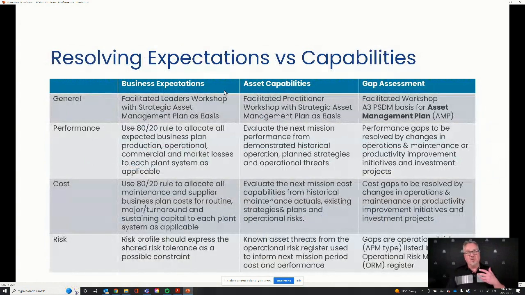Consider a few workshops. For each of those systems, perhaps periodically, perhaps once a year, we would go through and say, well, what are the business expectations, and what are the asset capabilities? And we have this gap assessment, and you can do that on a general basis. You do that each individually for what performance do we need versus what we're capable of, what costs do we need versus what we're capable of, and what risks are acceptable, and what are the actual known threats, right?